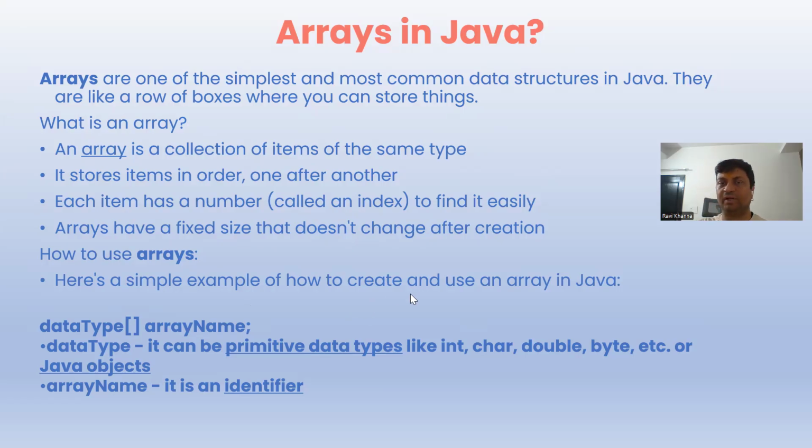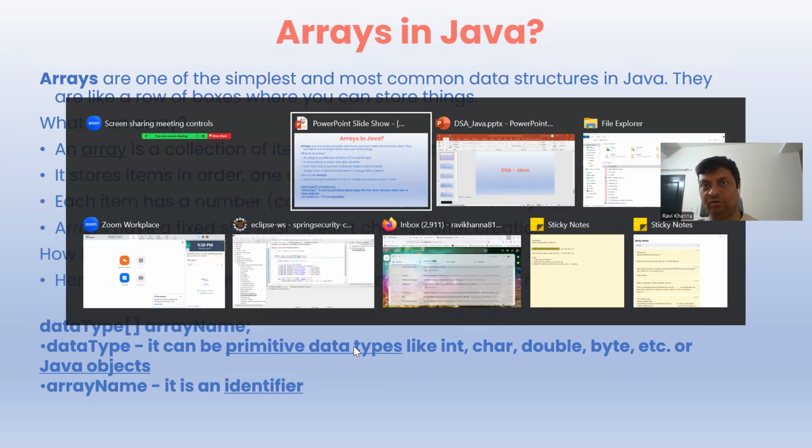Let's go through a simple example of how to create and use an array in Java. Definition-wise, you define it like this: data type, then square brackets, followed by the array name. The data type can be a primitive data type like integer, char, double, byte, float, or it could be any Java object. The array name is an identifier, so you can give any particular name to this array.